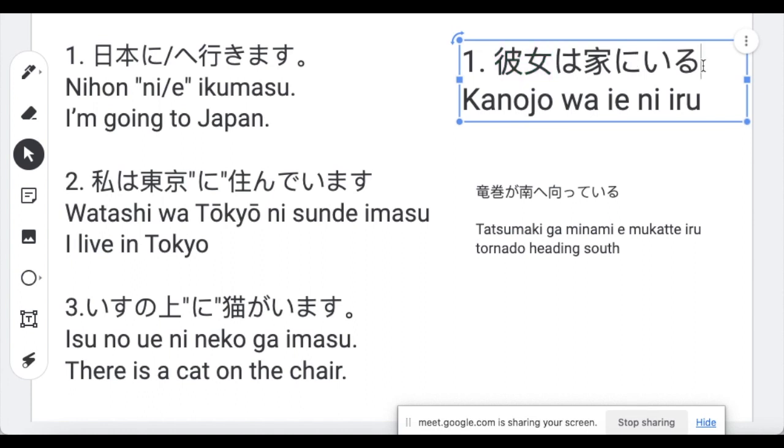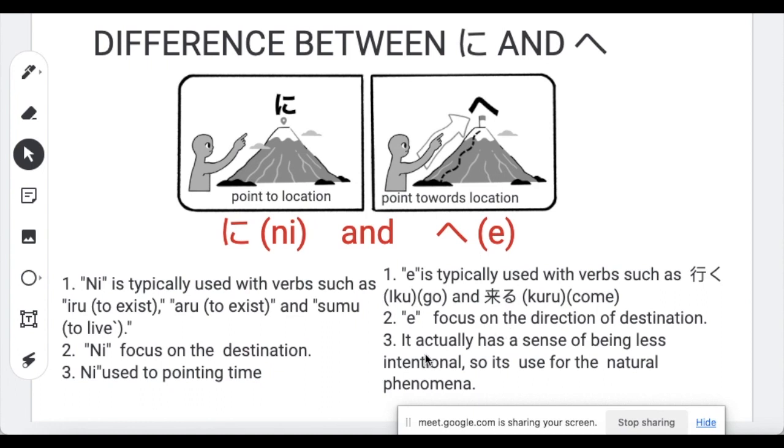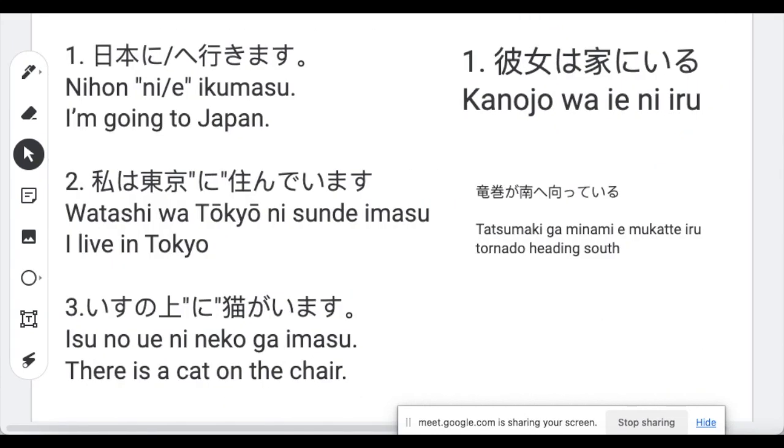But this is, whenever it is iru and aru, you have to use the condition of ni. Then this, I told you before, this last one actually has a sense of being less intentional, so it is used for natural phenomena, right? How are we going to use it for natural phenomena? Natural phenomena, tsunami, typhoon, have no particular location. We only define them by direction.